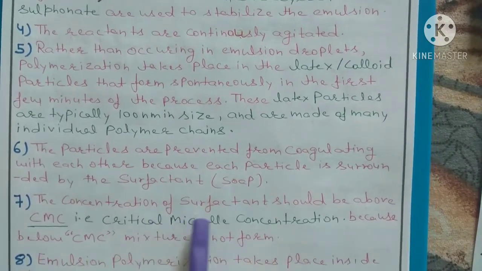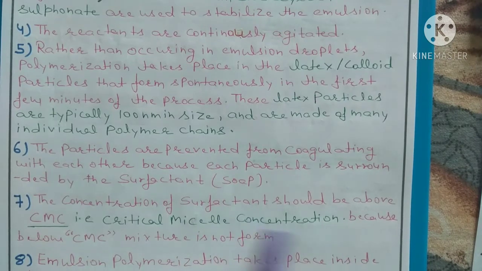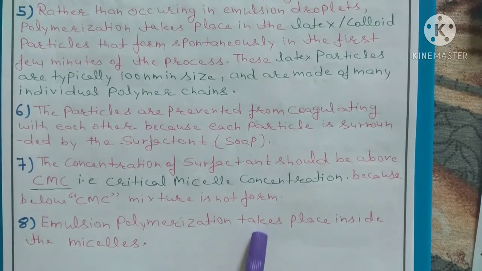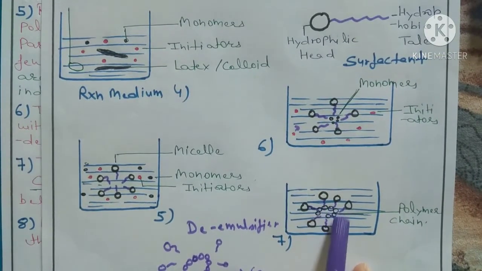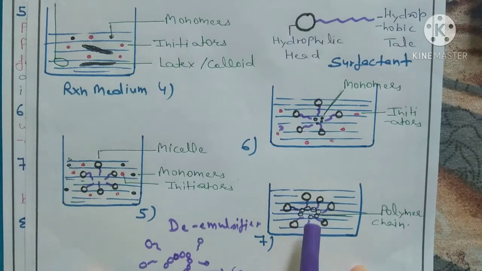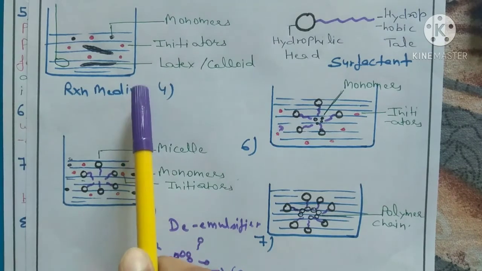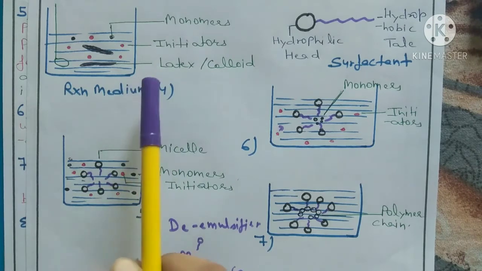The concentration of surfactant should be above CMC, that is critical micelle concentration, because below CMC micelles are not formed. So we have to keep the concentration above the critical micelle concentration. Emulsion polymerization takes place inside the micelles like this, so that we can get individual polymeric chains, not this latex or colloid, which is a mixture of lots of individual polymeric chains.